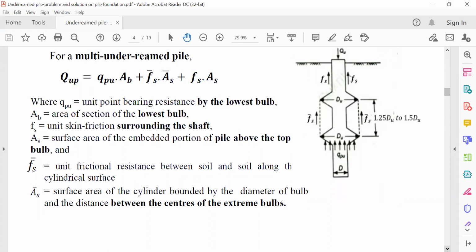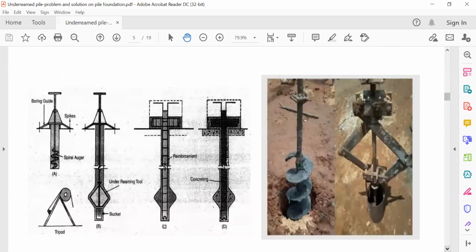So now we shall go for the numericals. See, before that, I would like to show you the figures so that you will understand clearly how we are installing the under-reamed piles in the field. You can see we are going to make holes, because I have already told you it is a cast in situ pile. Under-reamed pile is nothing but a cast in situ pile.